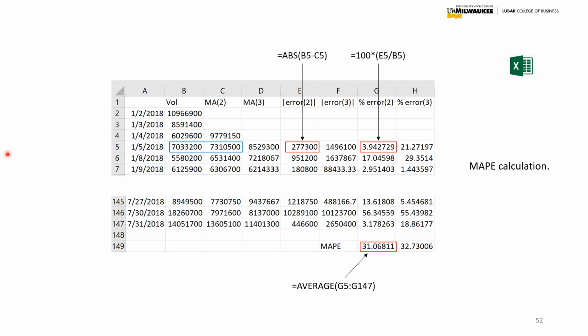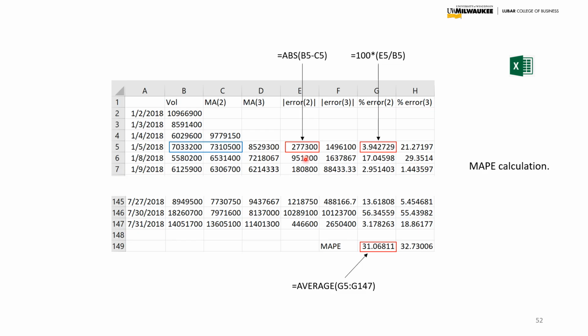Here's a snapshot of some performance measure calculations. Let's look at row 5, for example. The observed volume for this row is 7,033,200. The prediction based on a moving average span 2 is 7,310,500. If we take the difference, we get the prediction error, and we can take the absolute value to find it to be 277,300. Though I don't show it here, if you were to average down this column E, you would get MAD for the moving average too.